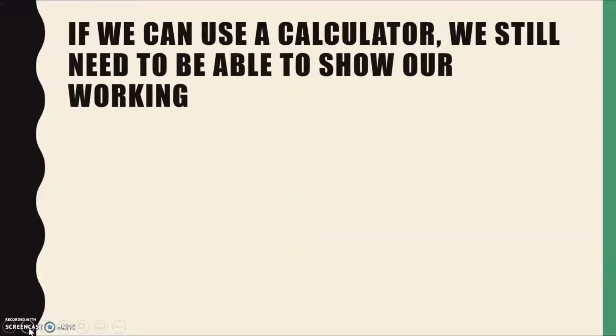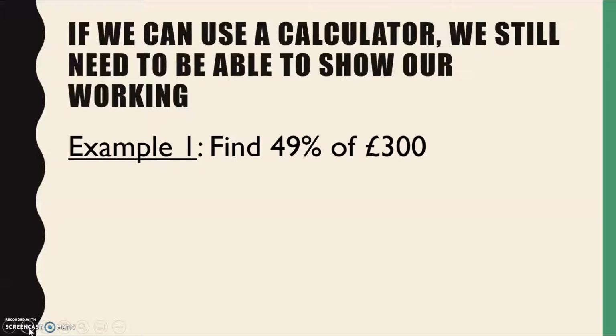So if we are allowed to use a calculator, we still need to be able to show our working. So remember, you get marks in maths for all of your working, not just your final answer. And an example of what I would expect to see, we can use example 1 here. So find 49% of 300. So remember, 49% is just going to be 49 out of 100.